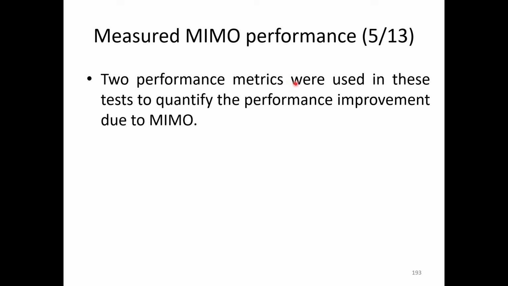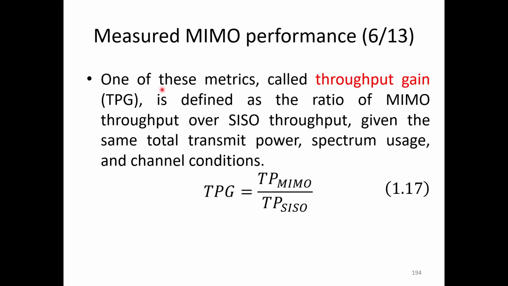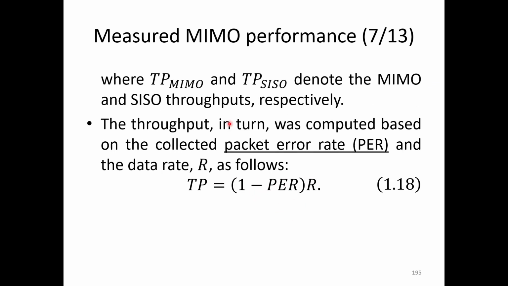Two performance metrics were used in this test to quantify the performance improvement due to MIMO. One of these metrics, called throughput gain (TPG), is defined as the ratio of MIMO throughput over SISO throughput given the same total transmit power, spectrum usage, and channel conditions. So the TPG is defined as TP MIMO over TP SISO, where TP MIMO and TP SISO denote the MIMO and SISO throughputs respectively. The throughput in turn was computed based on the collected packet error rate, PER.